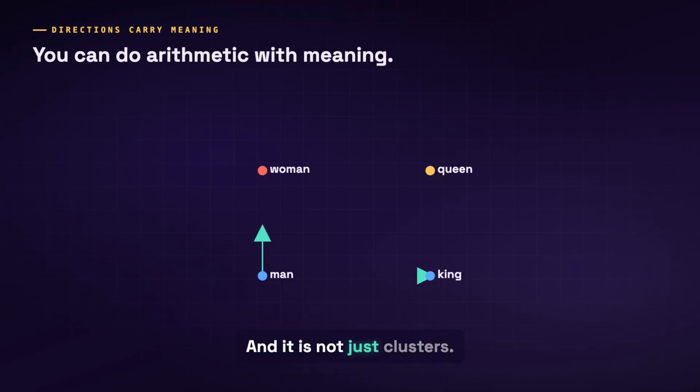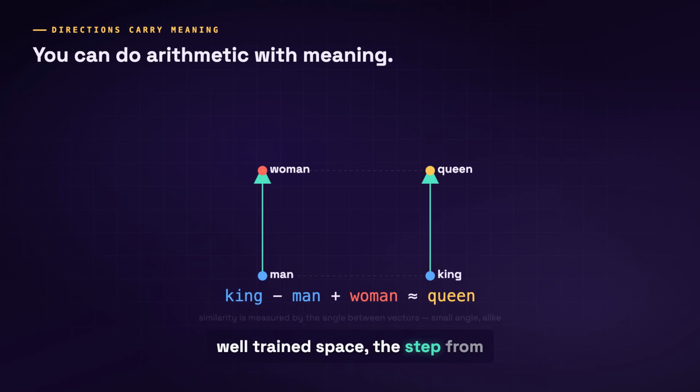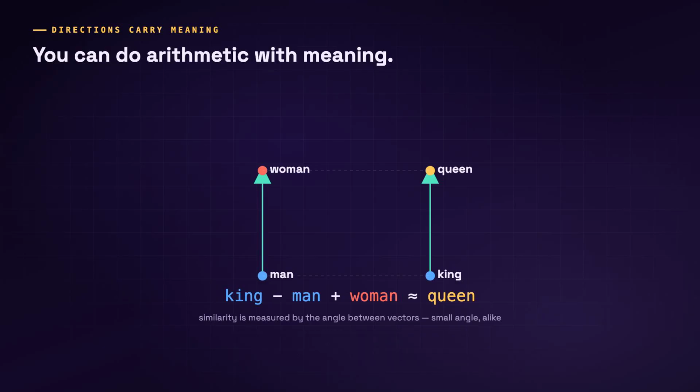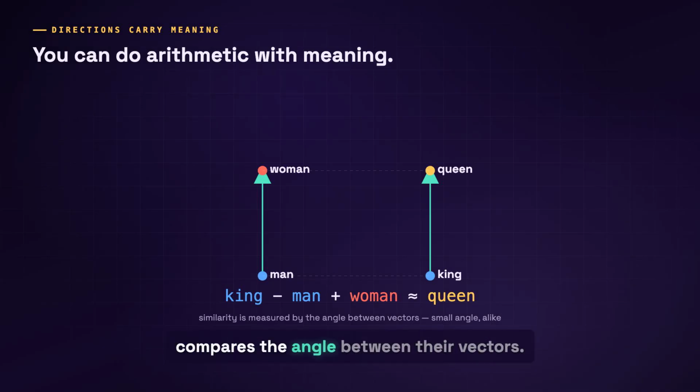And it is not just clusters. Directions carry meaning too. In a well-trained space, the step from man to woman is almost the same step as from king to queen, so you can do arithmetic with meaning. Take king, subtract man, add woman, and you land right next to queen. To measure how related 2 tokens are, the model compares the angle between their vectors. A small angle means very similar. A wide angle means unrelated.